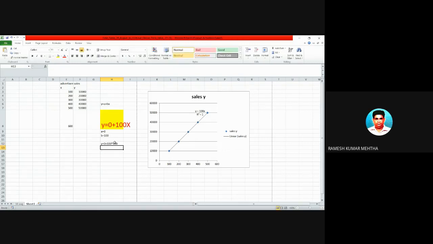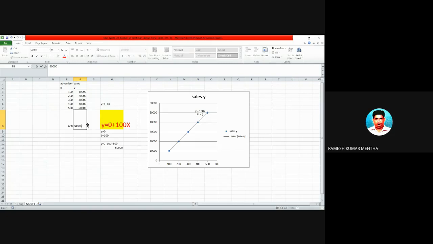So how to use this equation? y is equal to 0 plus 100 into 600, you get 60,000. So here, when you spend 600 crores, the predicted or forecasted sales will be 60,000 crores. So this is the beauty, this is the beauty of regression. You just have to use the data.